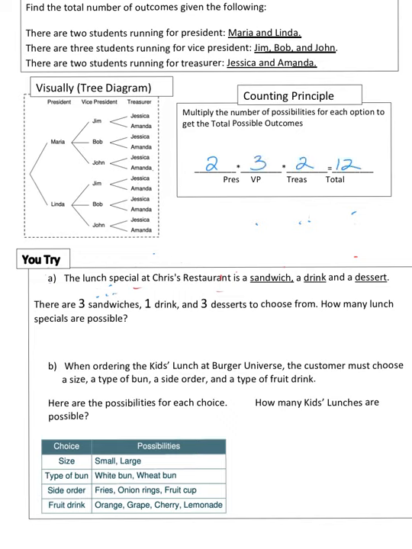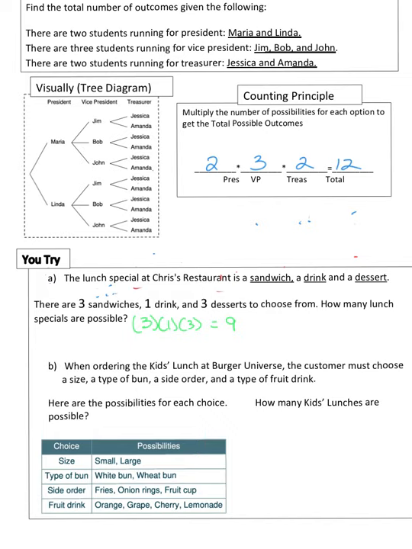All right, now let's look at another one. There are 3 sandwiches, 1 drink, and 3 desserts available at this restaurant. You're choosing a sandwich, drink, and dessert, so how many lunch specials are possible? You multiply everything. 3 times 1 times 3 equals 9 lunch specials. You simply multiply all the options.